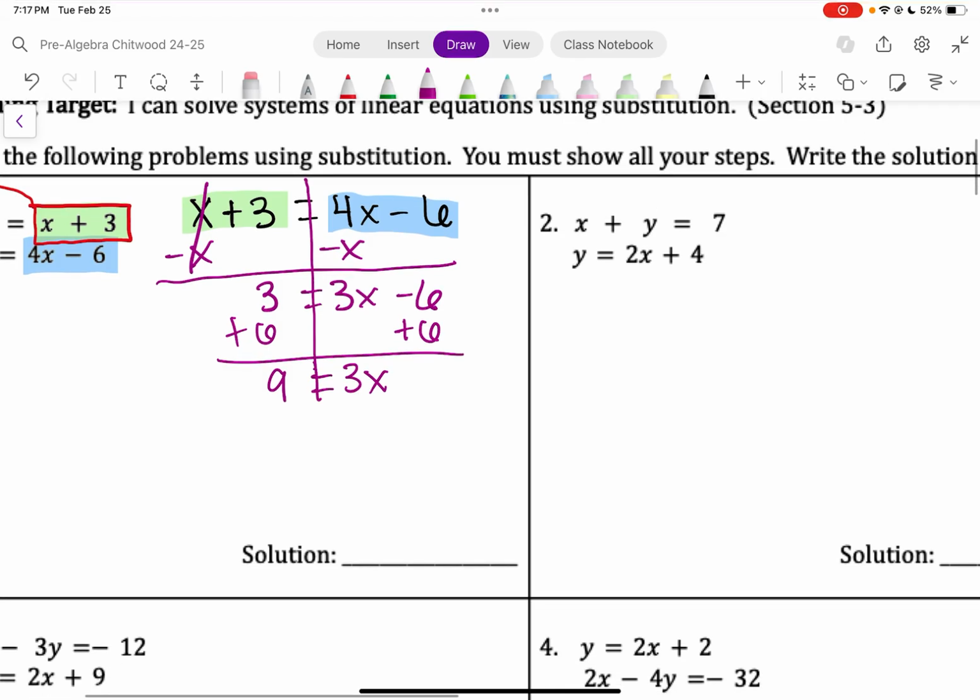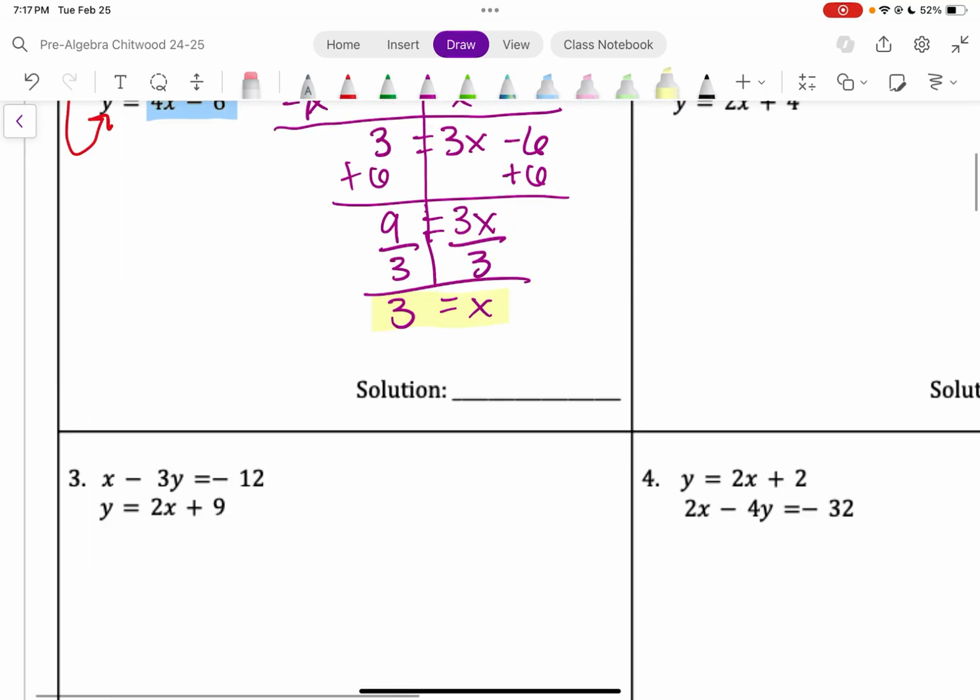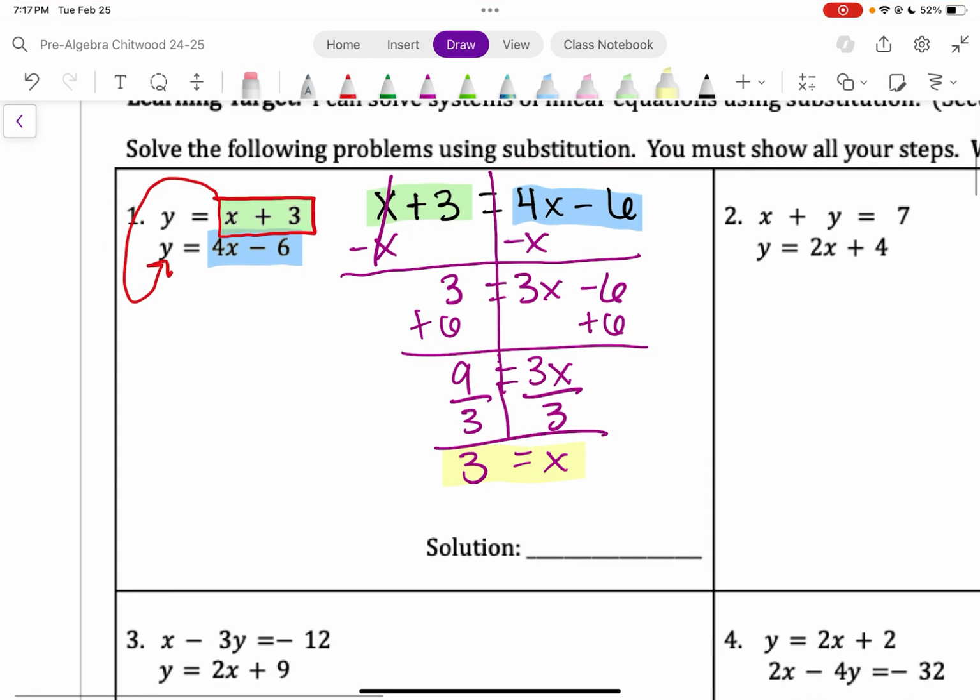Then my last step is I have to divide out the coefficient. So I divide by 3, and I will get x equals 3. I have one variable, but I have to find the other. So then you choose one of the equations to plug it back into. They have to have both variables.